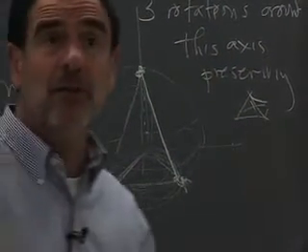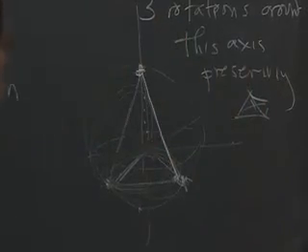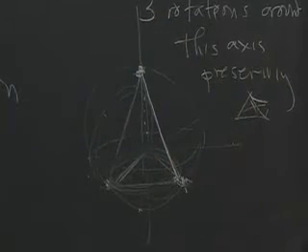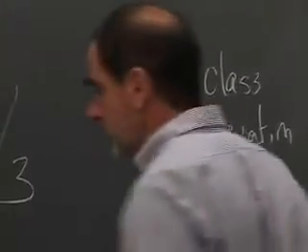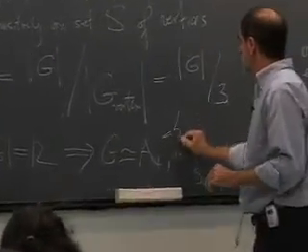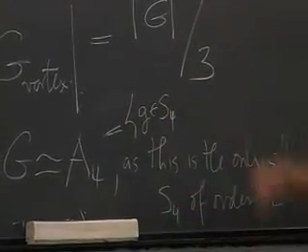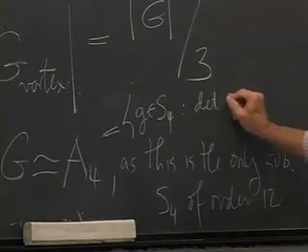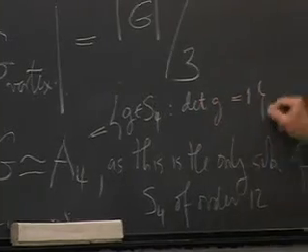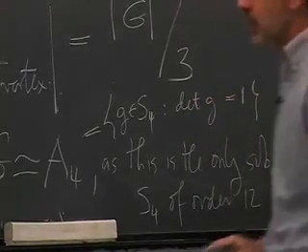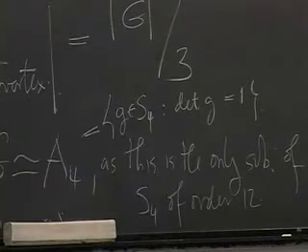The next regular solid, yes? A4 is the subgroup of S4 consisting of the even permutations. It's the elements G in S4 such that when you view them as permutation matrices, the determinant of G is equal to 1, not minus 1. So that's a subgroup of index 2. Turns out to be the same group.